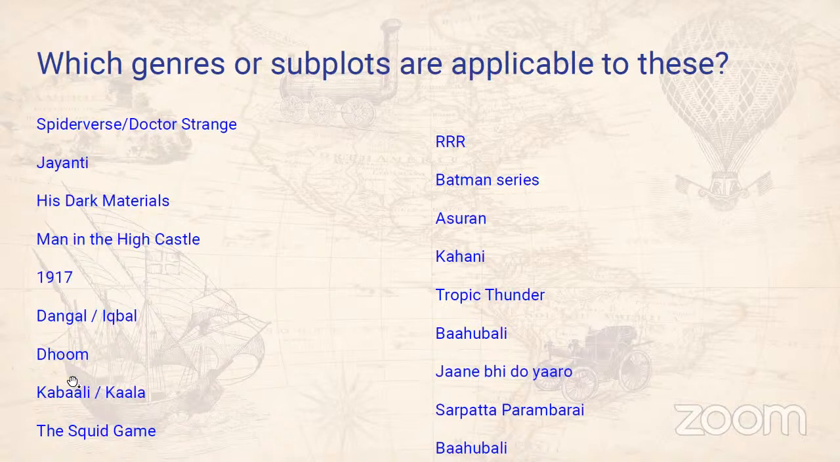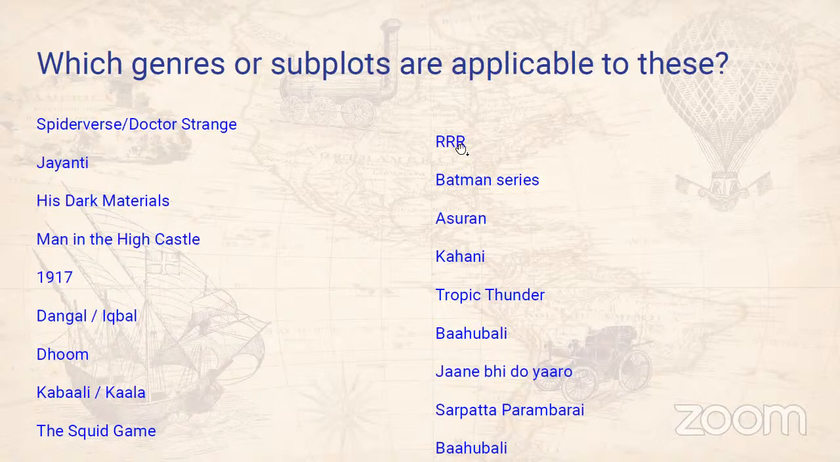Dhoom is a typical masala heist movie. Kabali, Kala, Asuran, they have a different connotation. An outsider living in a different city. I think in Kabali and Kala, you have so-called Tamilian immigrants living in Malaysia or the Mumbai slums, and how they are considered outcasts, but when the politicians or the local leaders need them, how they are used to have pride in your own culture. Asuran is more about the social structure, the casteist part of the society.